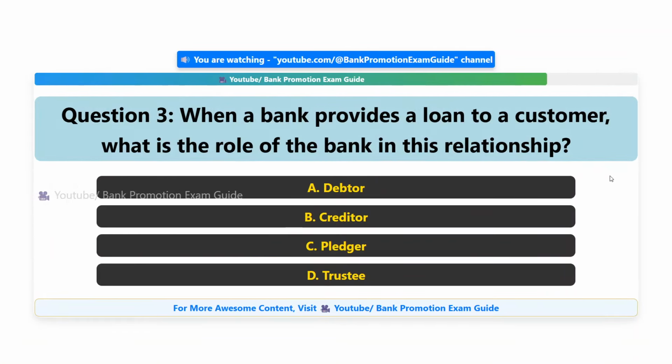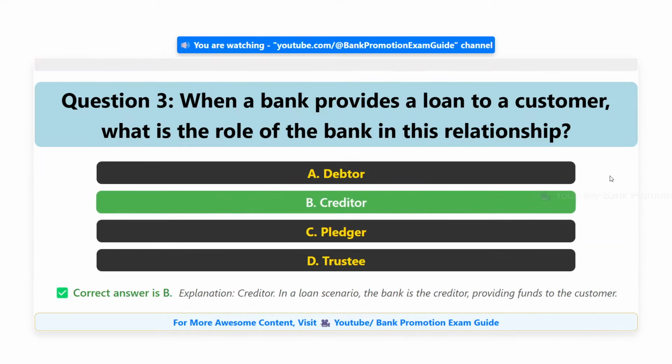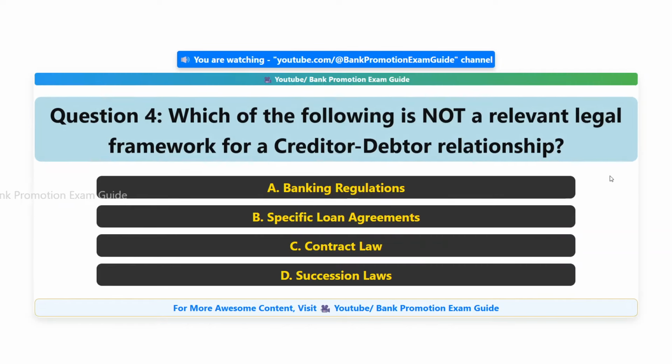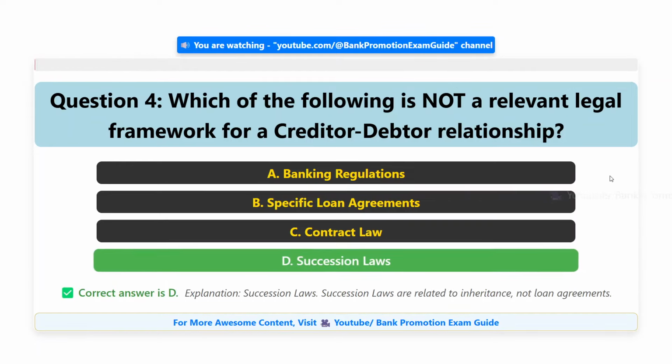Question 3. When a bank provides a loan to a customer, what is the role of the bank in this relationship? Creditor. In a loan scenario, the bank is the creditor, providing funds to the customer. Question 4. Which of the following is not a relevant legal framework for a creditor-debtor relationship? Succession laws. Succession laws are related to inheritance, not loan agreements.